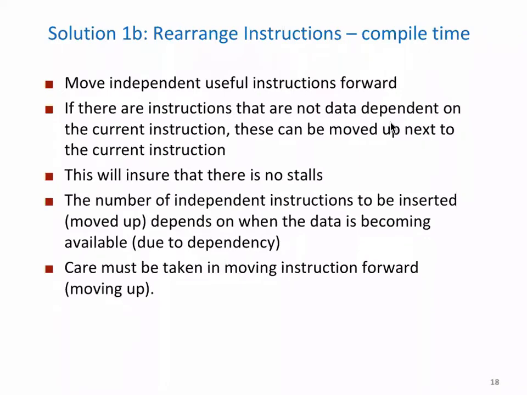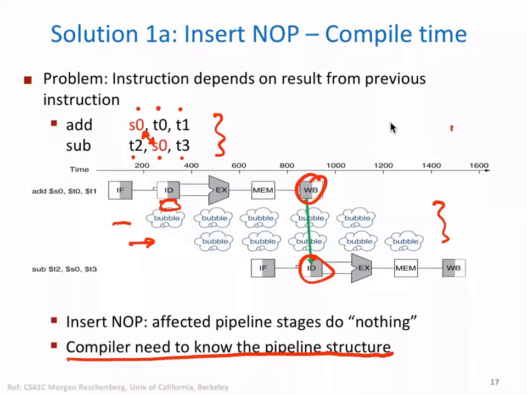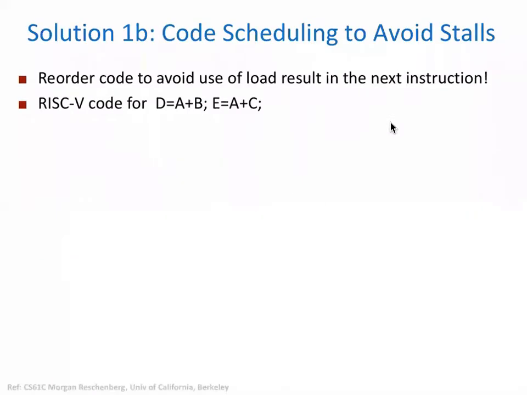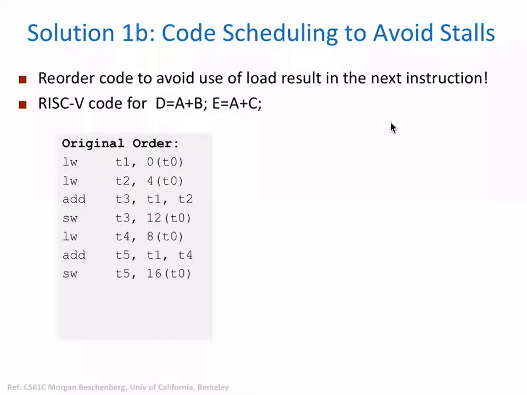So we have this solution. We have seen that the compiler can insert a bubble. Second, of course, the compiler can rearrange instructions, which we have already discussed some time back. Some instructions are independent, so we can move them up. We'll show this using an example.